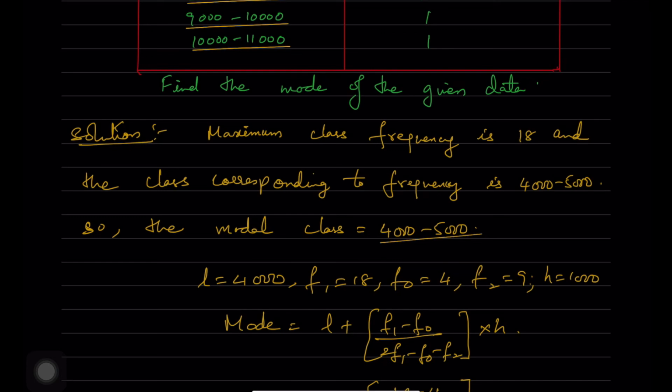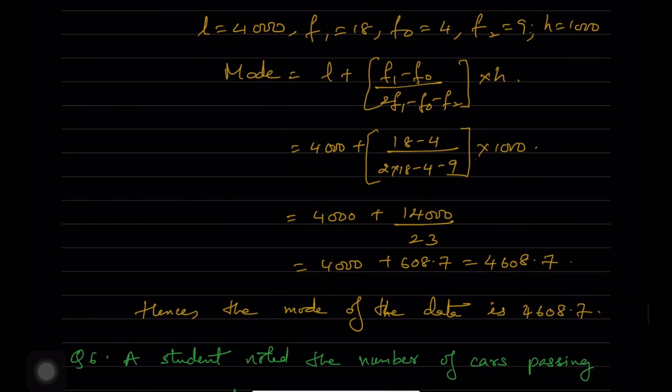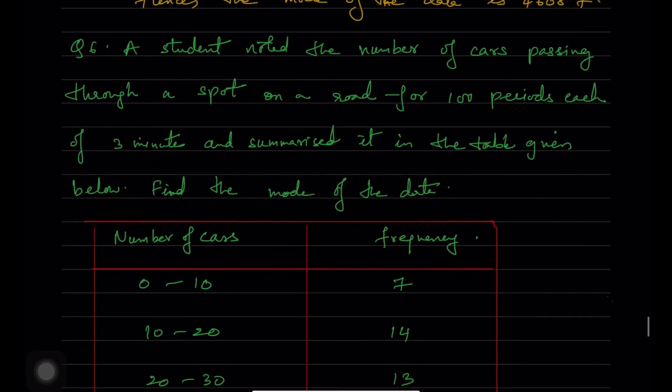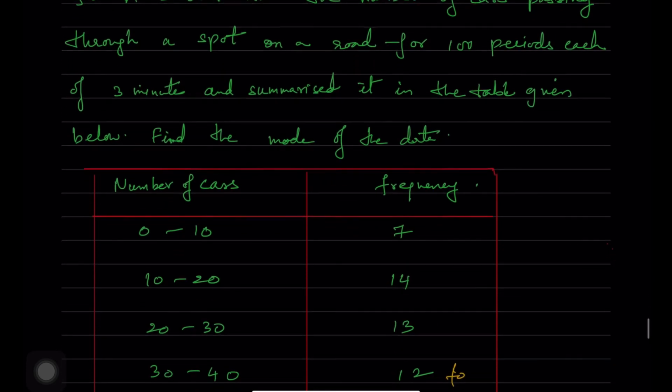So substituting this in the mode formula, L plus f1 minus f0 by 2 f1 minus f0 minus f2 into h, we are getting 4000 plus 18 minus 4 divided by 2 into 18 minus 4 minus 9 into 1000. So 4000 plus 14,000 by 23, 4000 plus 608.7 is 4608.7. So the mode of the given data is 4608.7.